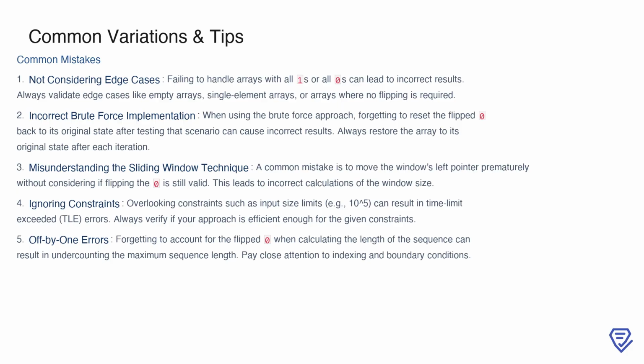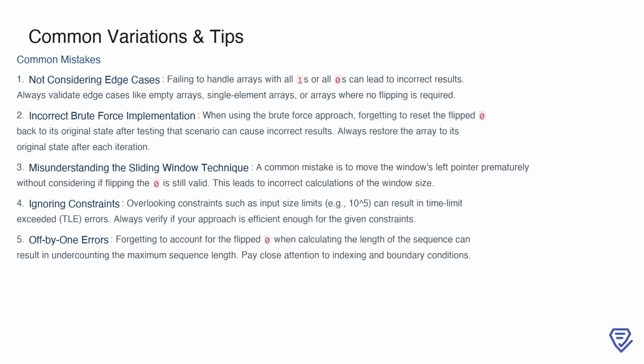Misunderstanding the sliding window technique is another frequent issue. If you move the left pointer of the window prematurely, without verifying whether flipping the 0 is still valid, you might calculate the wrong window size. Also, ignoring constraints like the input size, which can go up to 100,000, often leads to time limit exceeded errors. You need to ensure your solution is efficient enough for large inputs.